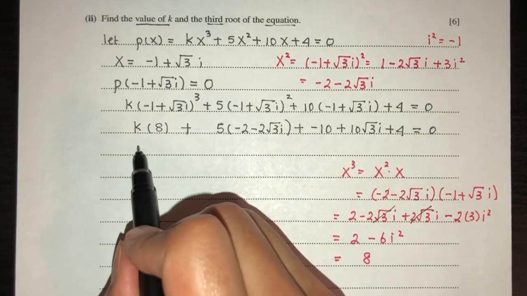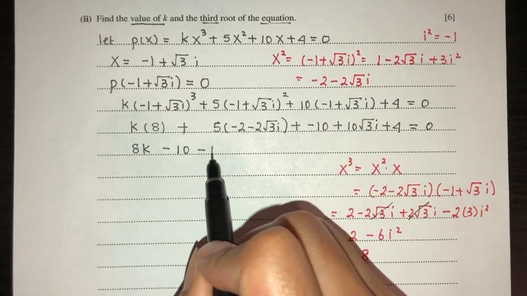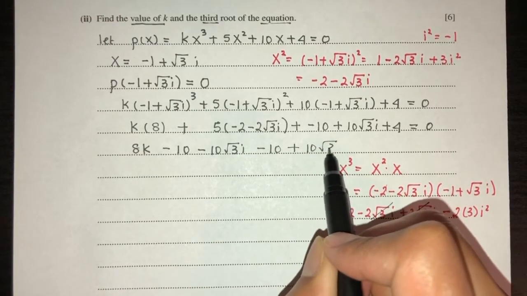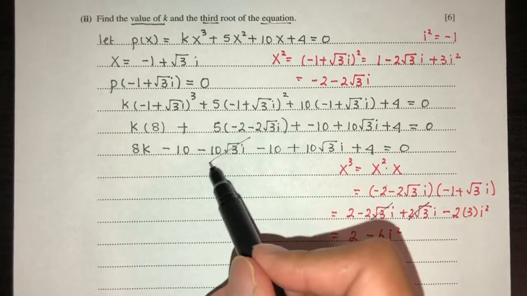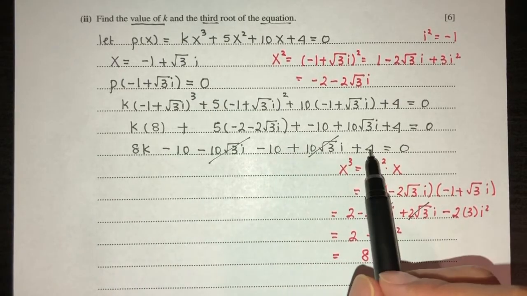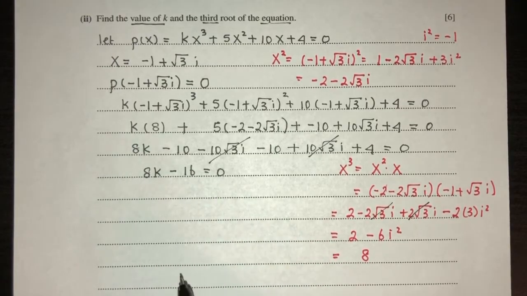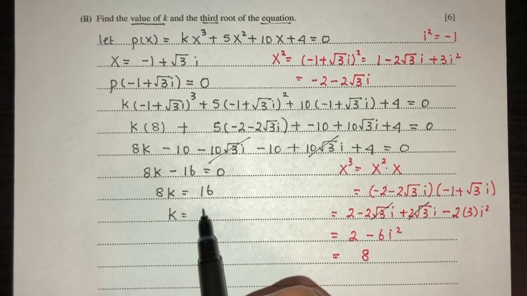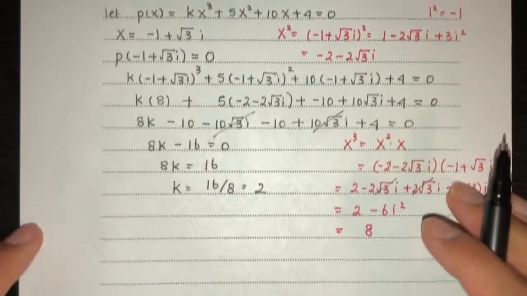Now we have to expand. You will have 8k minus 10 root 3i minus 10 plus 10 root 3i plus 4 is equal to 0. So these two will cancel out, and then you will have minus 10 is minus 20, plus 4 is minus 16. So 8k minus 16 is equal to 0. So 8k is equal to 16. k is equal to 16 divided by 8, which is 2. So first we have found the value of k, which is equal to 2.